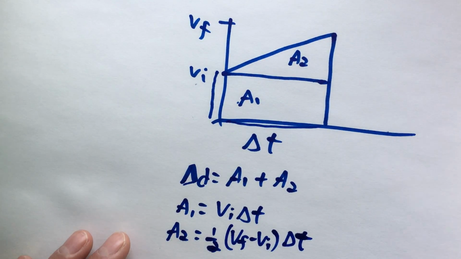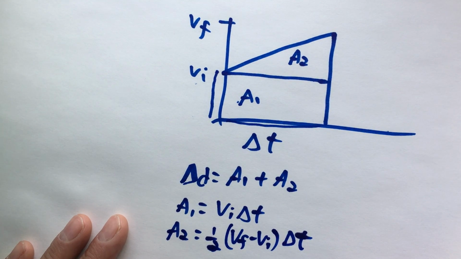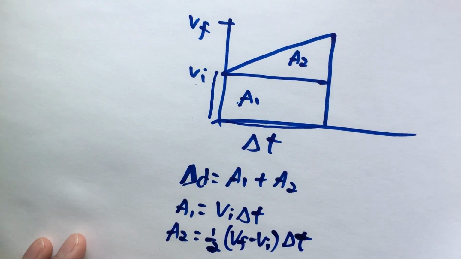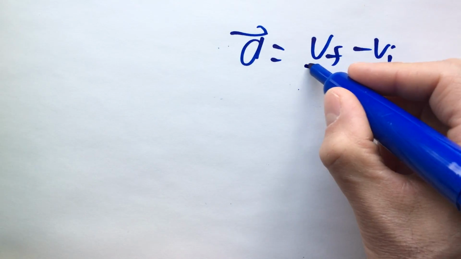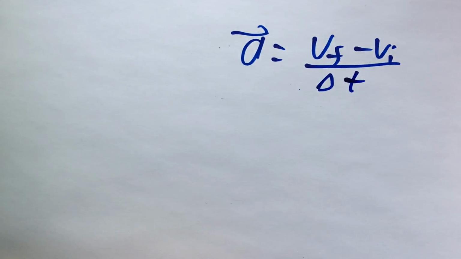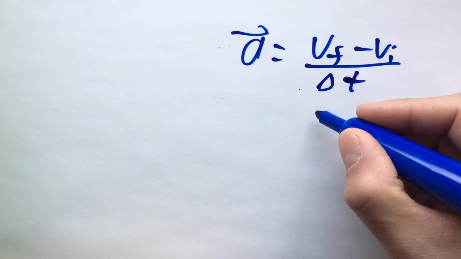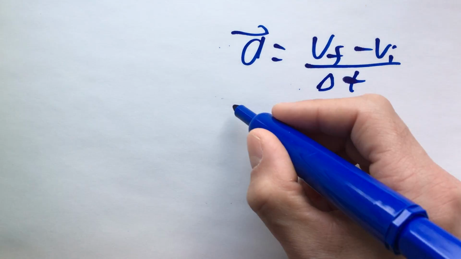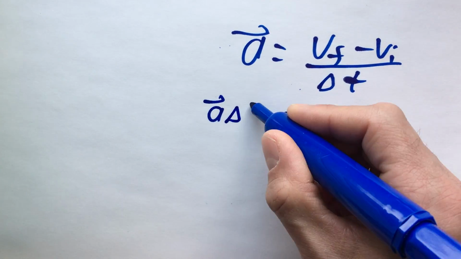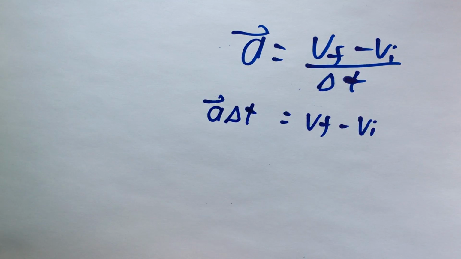Okay, now what is final velocity minus initial velocity, and how is it related to time? Well, consider the very definition of acceleration. Acceleration is the change in velocity divided by the change in time, that is, the final velocity minus the initial velocity over time. So that means the final velocity minus the initial velocity is equal to acceleration times time. See, I just multiply delta t up on both sides.